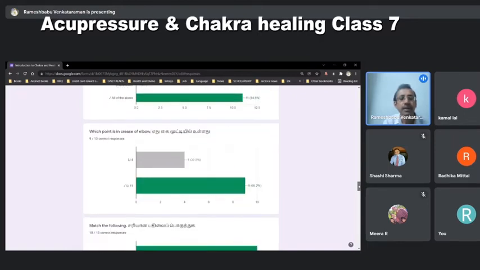Then, which point is in the crease? I think some of you got confused. So LI4, I'll just repeat here again. LI4 is here, just between your thumb and index finger, whereas LI11 is here. So LI4 and LI11. I think some of you had selected LI4 instead of LI11.